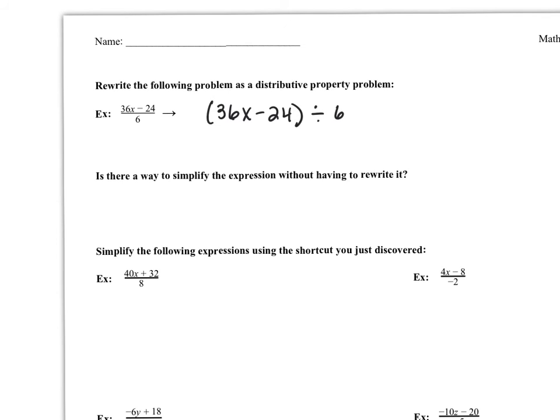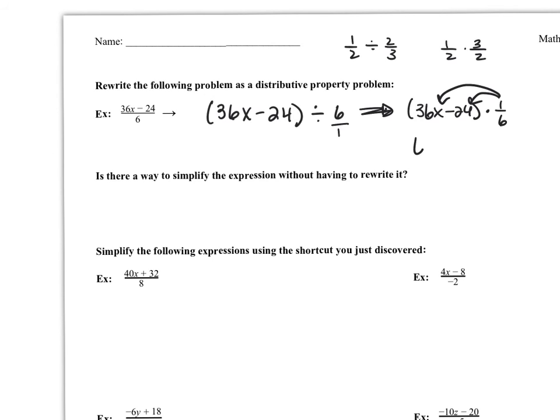But then if you think about fractions, which I know seems odd because there's not any fractions here, right? But imagine this was a fraction. If we went to divide, say 1/2 divided by 2/3, we know that to divide fractions, you change it to multiplying and then you reciprocate. So if I did that here, what that would mean is 36x minus 24 times the reciprocal, which is 1/6, because it's really 6 over 1. Now it's like I'm distributing 1/6. And if I did that, 1/6 times 36x would be 6x, minus 1/6 times 24 would be 4.